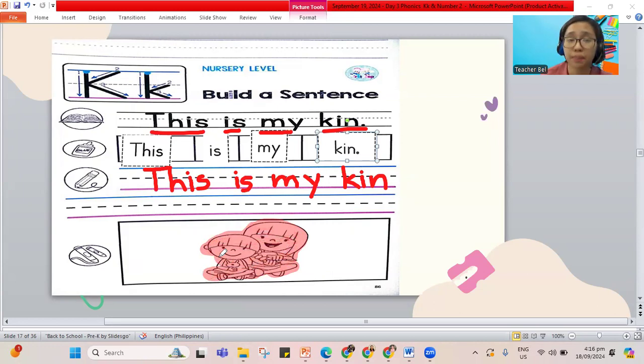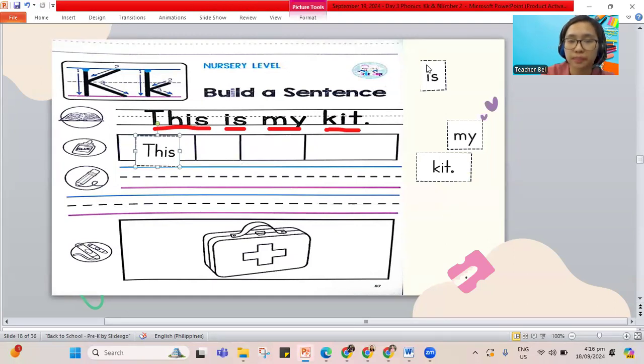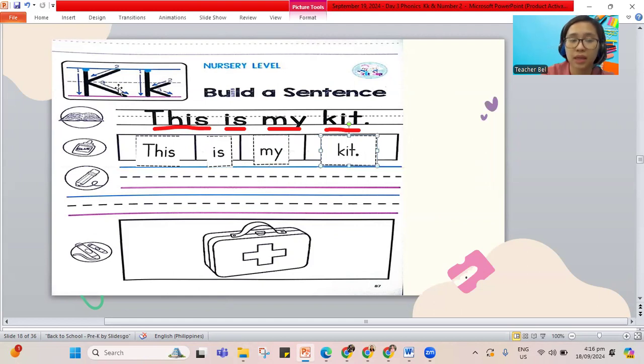So I have here the picture of kin. Can I move to the next page? I'll erase this one. And let's go to our kit. Let's read the sentence. We have, this is my kit. Now for our words, we need to paste it. This is my kit. That's the kit.